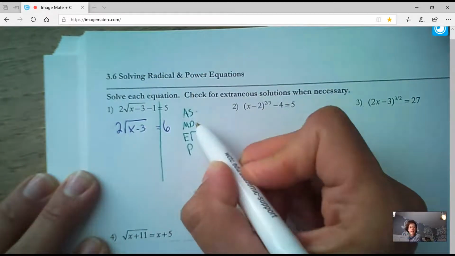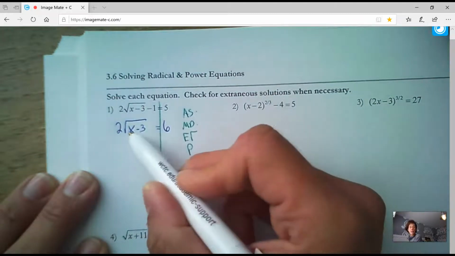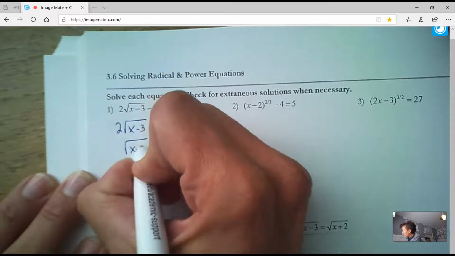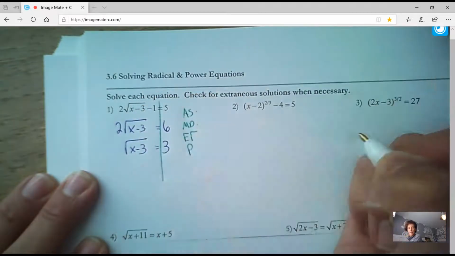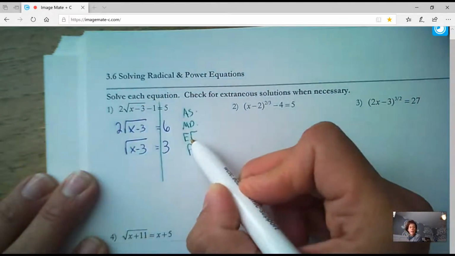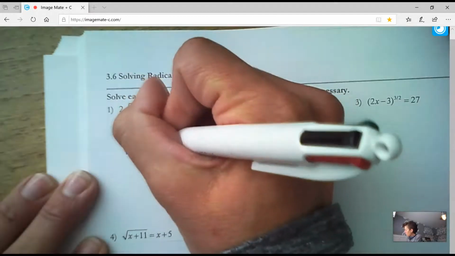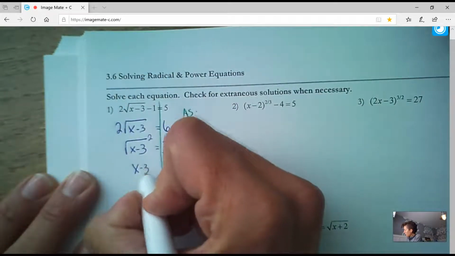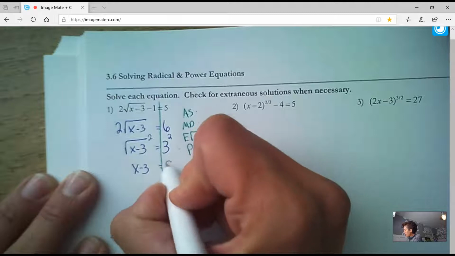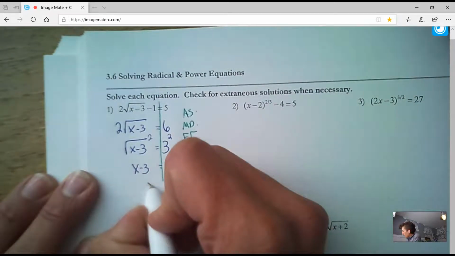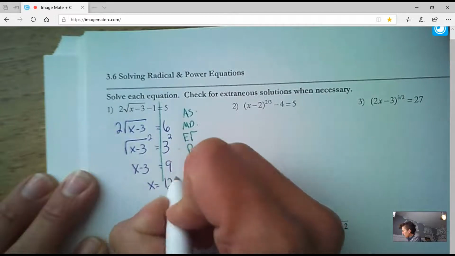So I did that. Then I'll undo my multiplying and dividing, and that's 2 times. So I'll divide by 2. So I'm just left with this square root, and I'll have 3 on the other side. And now what I want to do is undo this radical. And since it's a square root, I will square both sides. So when I square this side, again, I'm left with x minus 3. And when I square this side, I've got 9. And now my last job is just to add 3 over, and when I'm done, I get 12.